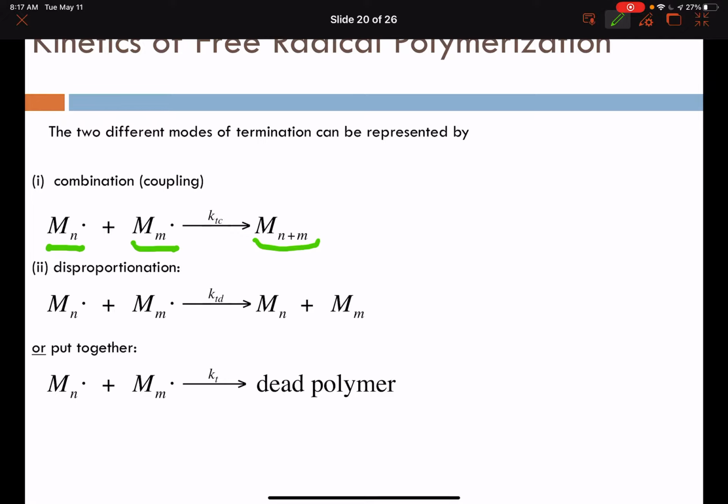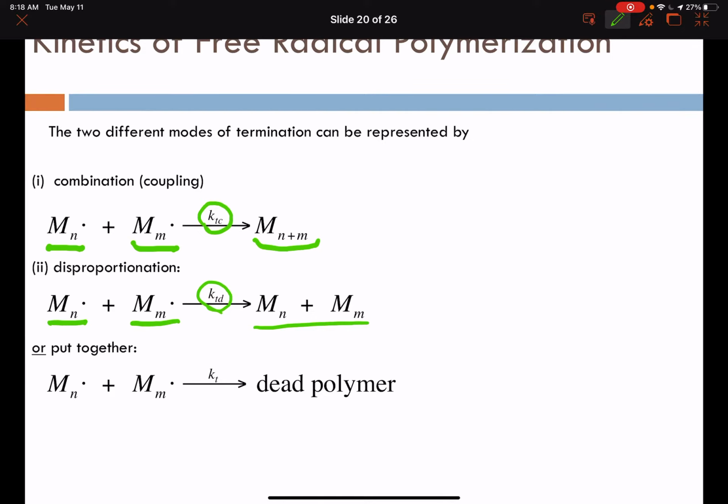So here we show N plus M as the product, no radicals listed there, and we show termination by coupling as a k_tc on our rate constant. Disproportionation, likewise, k_td for that rate constant, and here we're going to expect two products: radical with N repeat units, radical with M repeat units, no radicals in our products, and molecular weights are about the same. One of them has gained a hydrogen, which is very low in molecular weight compared to the general molecular weight of a polymer, M_n or M_m.